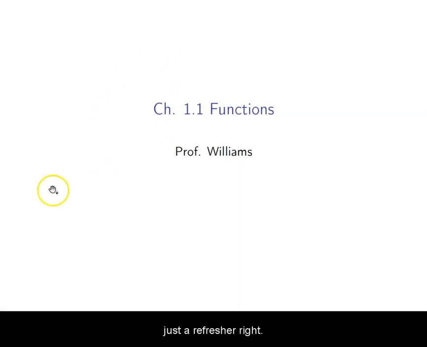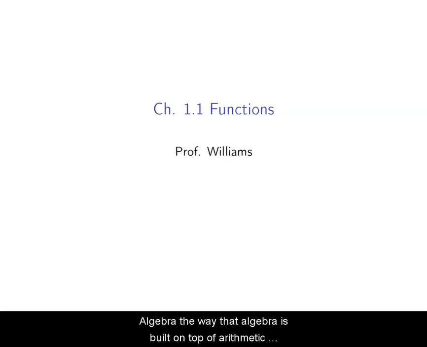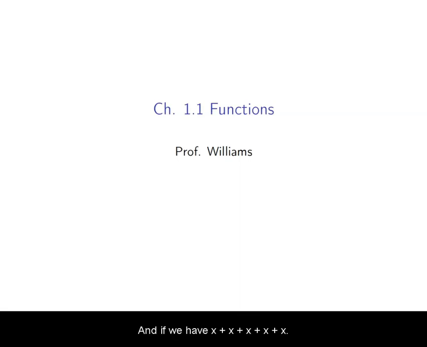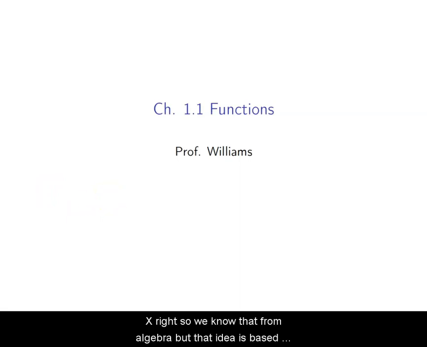Really just a refresher, right? So what I like to tell students is that calculus is built on top of algebra the way that algebra is built on top of arithmetic, right? A good example is what an exponent is. An exponent is just a bunch of multiplication, right? x times x times x times x times x is x to the fourth or x to the fifth or what have you. And x plus x plus x plus x plus x is the same thing as 5 times x. We know that from algebra, but that idea is based off of regular arithmetic, multiplication and addition.